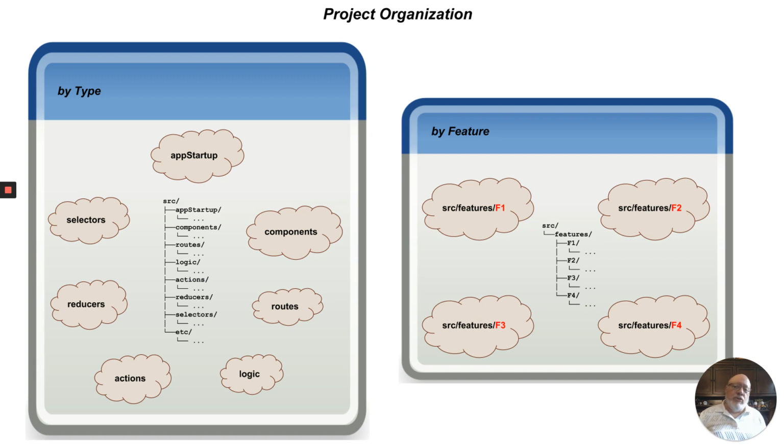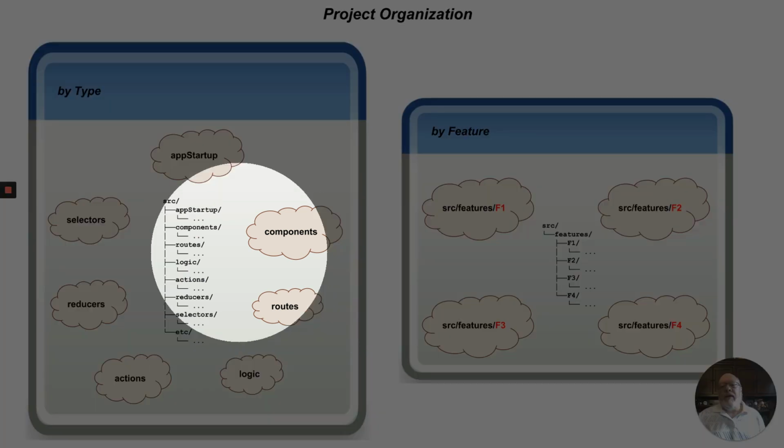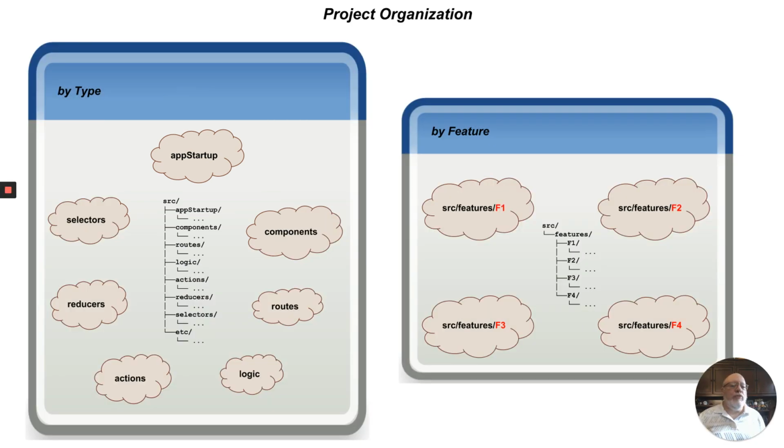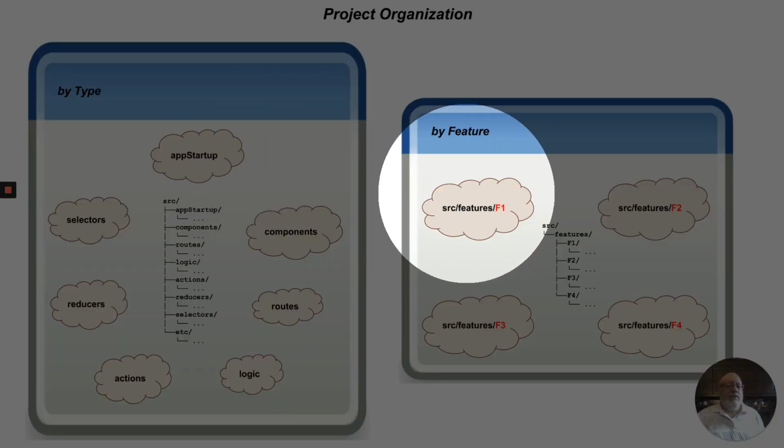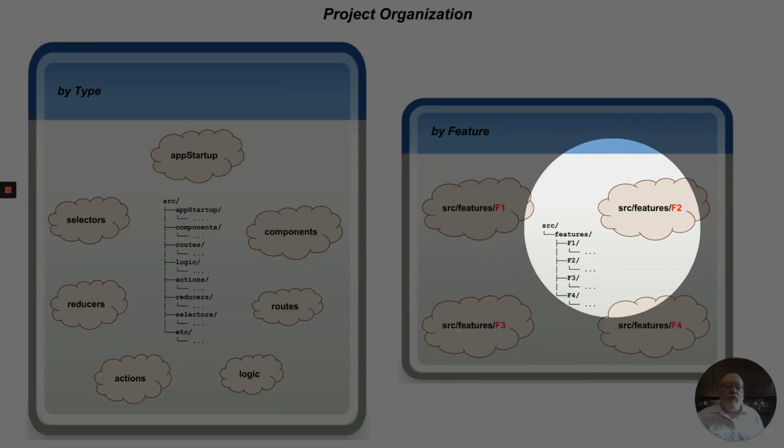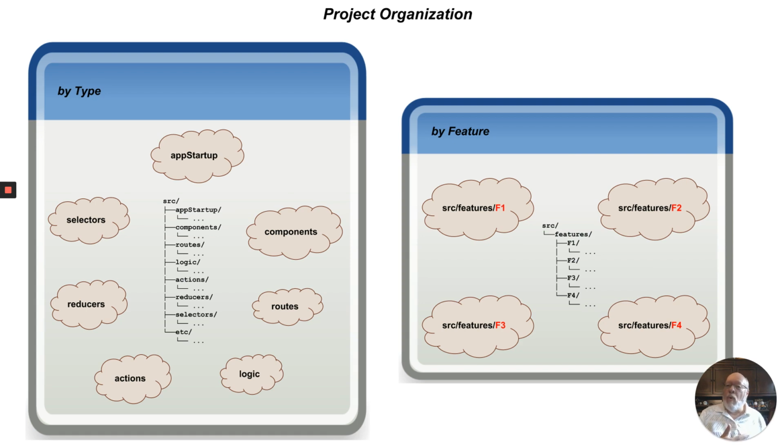Within the type structure, it's also very common to find a directory that's related to the bootstrap startup of your application. And this could be both app-specific initialization code as well as framework configuration. Now, within the feature structure, we would like to encapsulate that initialization code in the features that require it. That's going to be a little more difficult to do without some help. So we'll be talking about that very shortly.